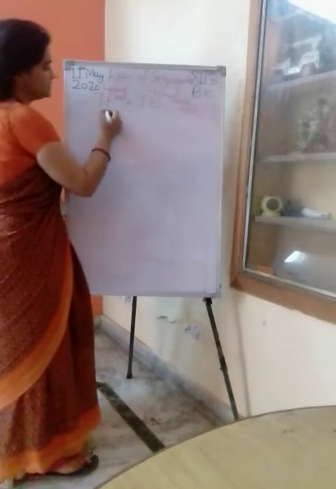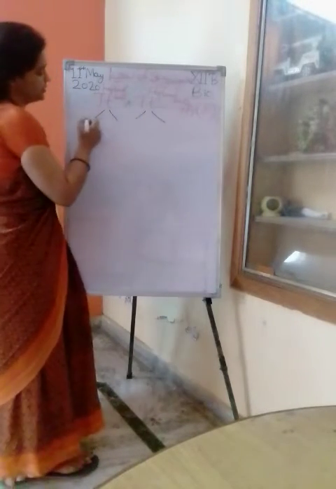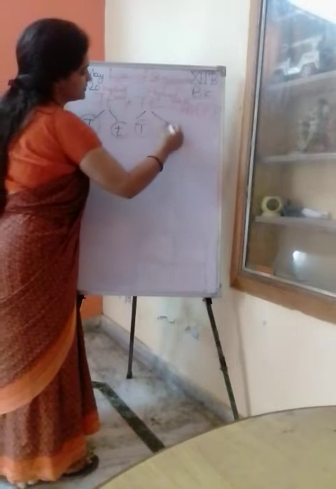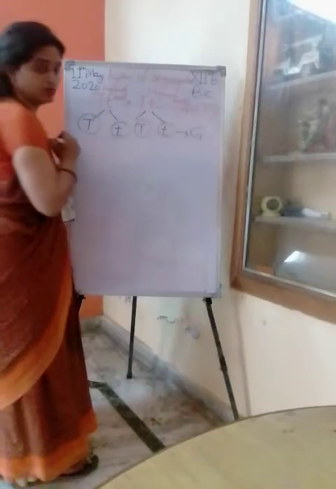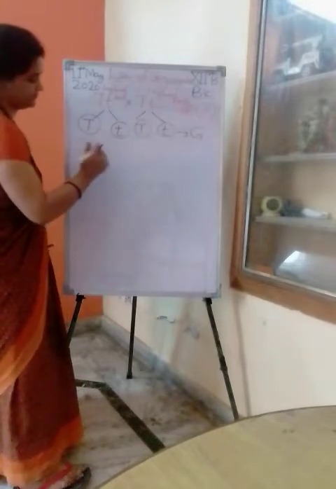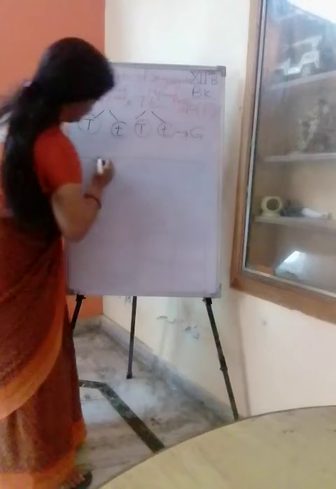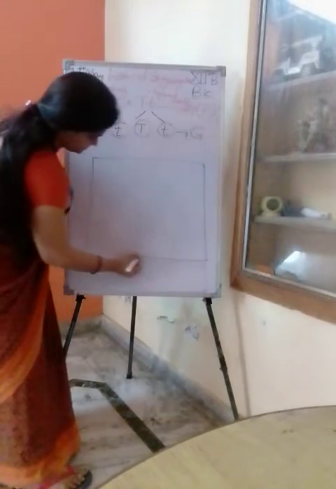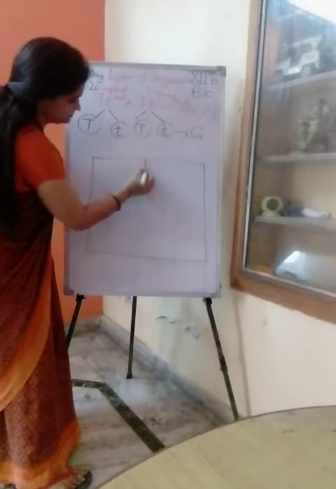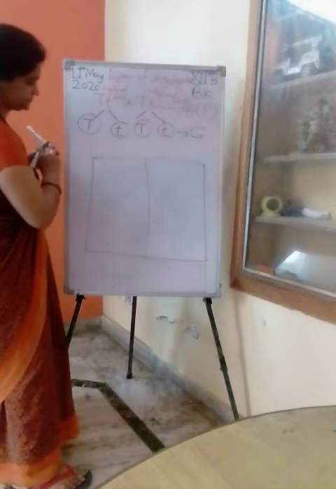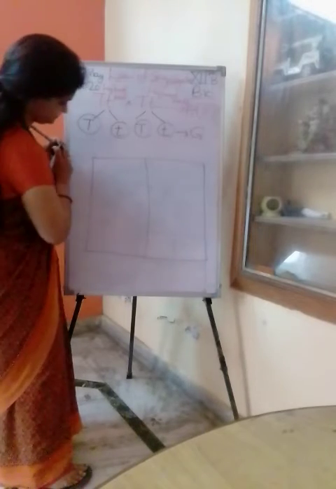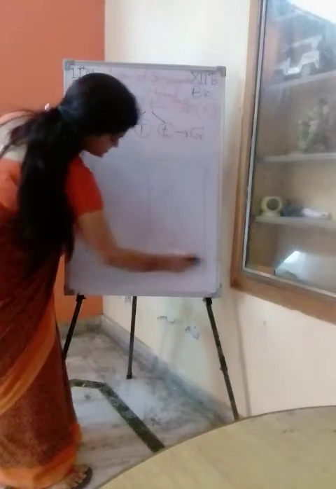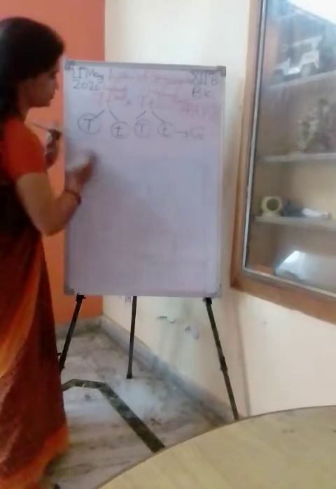We make them the parents. What will we do? We will write the gametes, that is the G. Now we make a checkerboard. That is very important. You can make a checkerboard, and the next step is phenotype and genotype.